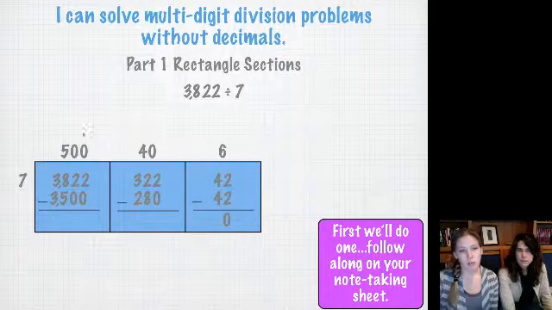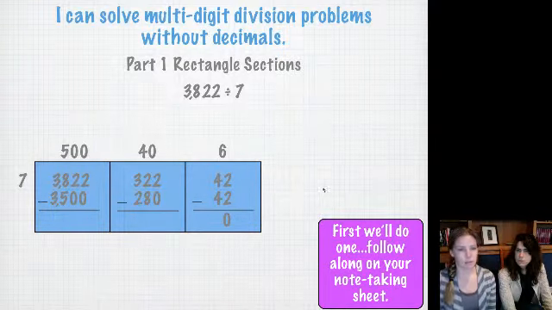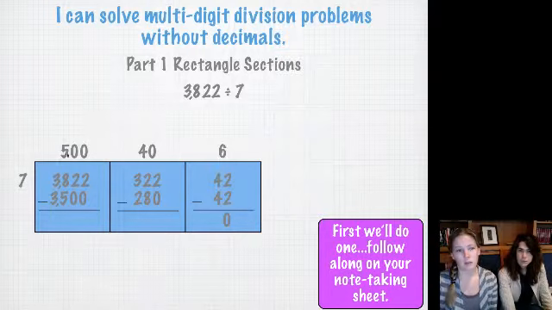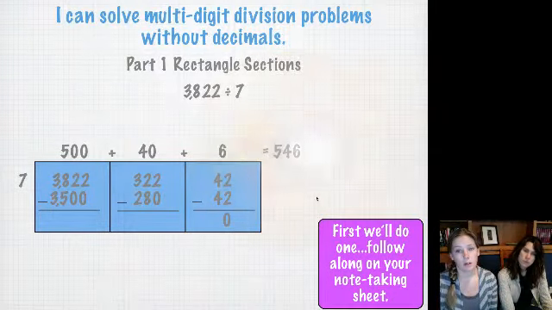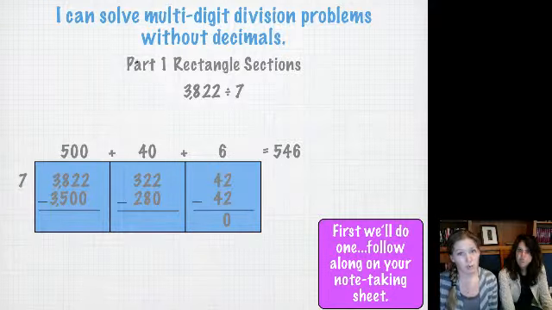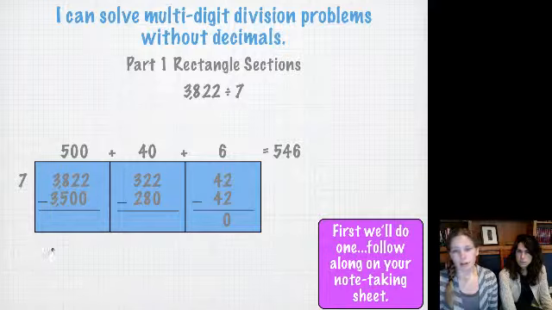So our answer, this looks like a big old jumbled mess. So we don't have an answer yet, but if you look at this, we found out this, this, and this. So just like when we had the rectangle sections for multiplication, you just add those up. You end up with 546. So 3,822 divided by 7 equals 546. So again, I know that's a mouthful, and I know you guys learned this way in 4th grade too, so hopefully this is just a little bit of review. And that's our first example.